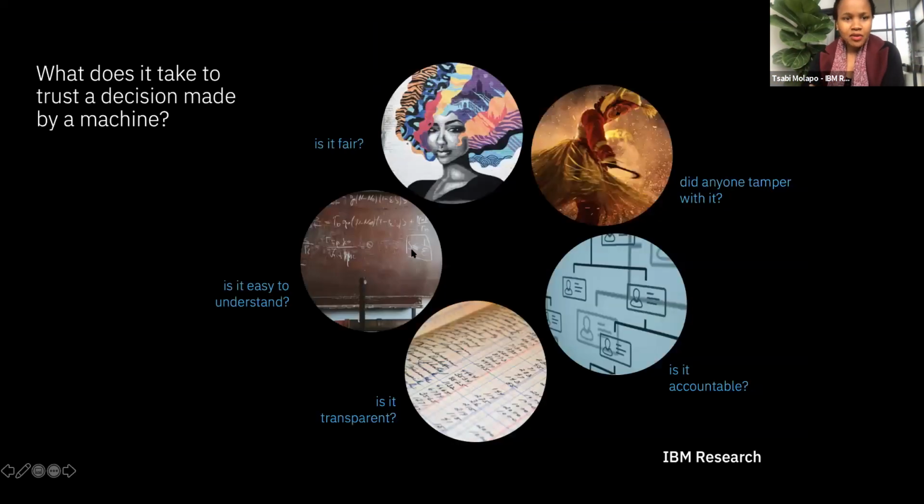So I will begin with the key questions again, just reinforcing what I just said, in terms of when we say we have built an AI system that is trustworthy. The key questions are: Is it fair? Is it easy to understand? Is it transparent? I'll explain what all of these things mean. Is it accountable? And importantly, this is the point of robustness: did anyone tamper with it? Is it safe for use? Is it attack proof, and so on?